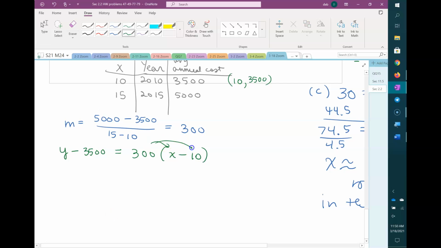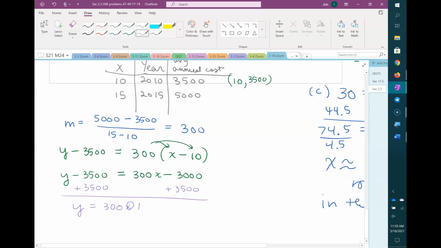Okay, then I can write it in slope-intercept form by doing a little bit of algebra here. Y minus 3,500 is 300x minus 3,000. So then I'm going to add 3,500 to both sides and get Y equals 300x plus 500. So this is the equation that relates X years after 2000 and tells you how much the employee's annual cost is.